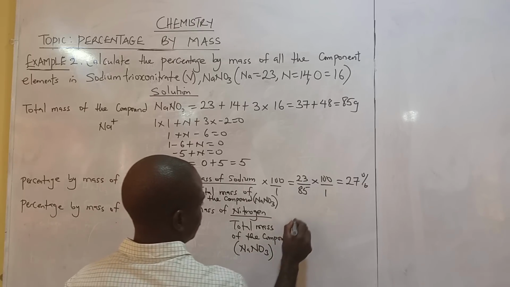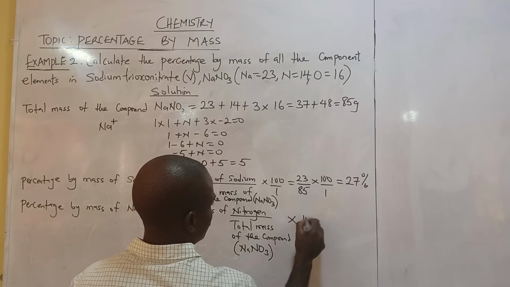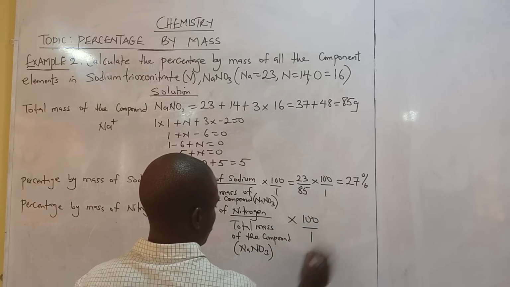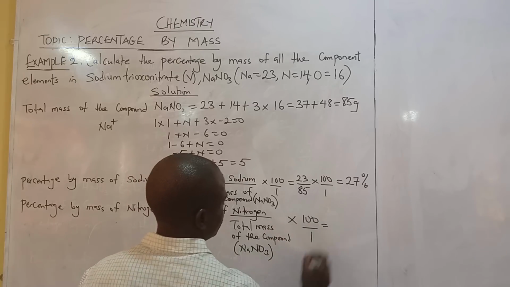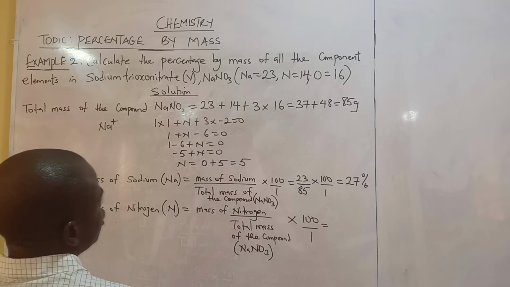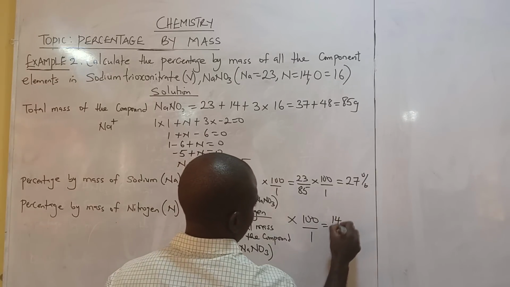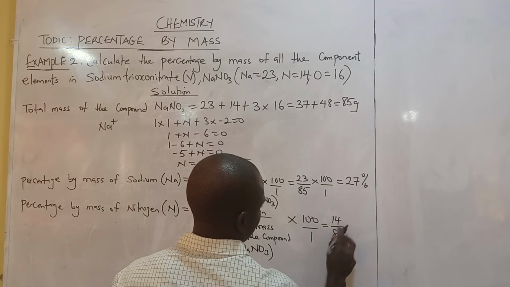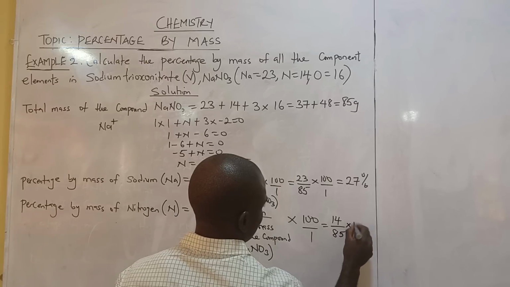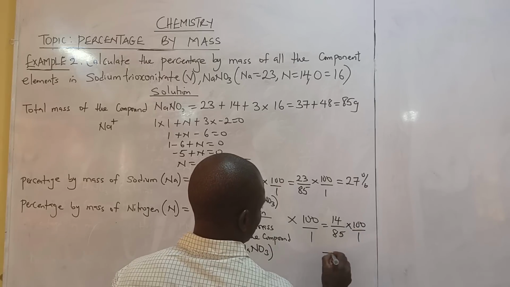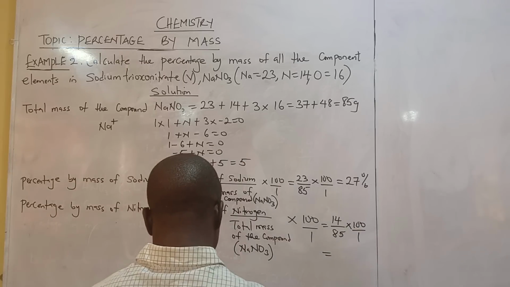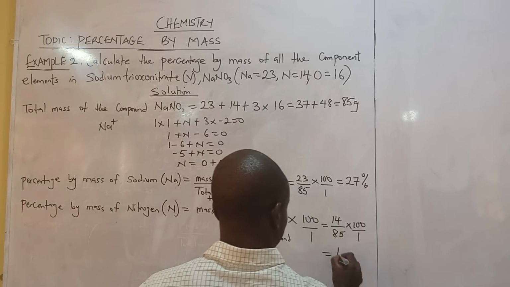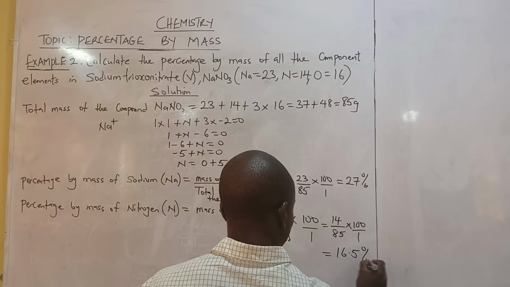NaNO3 times 100 over 1. For nitrogen, you have 14 over 85 times 100 over 1, which, when you press your calculator, is 16.5%.